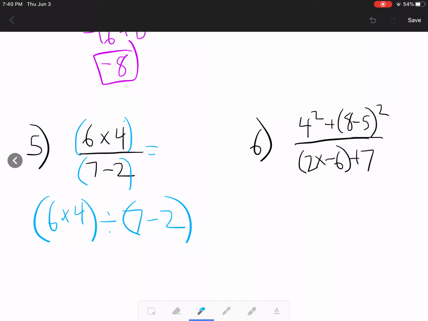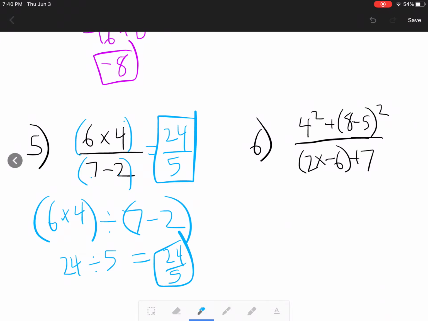So here, 6 times 4, 24. 7 minus 2 is 5. This doesn't really clean up any further, so that would actually be our final answer. And you'd get the same thing here. 24, oops, not 64, saw the 6. 24 divided by 5. And then you just say, well, that's 24 over 5, and box it, walk away.